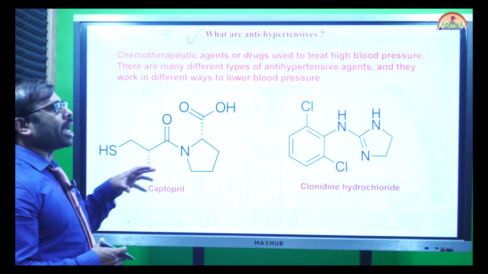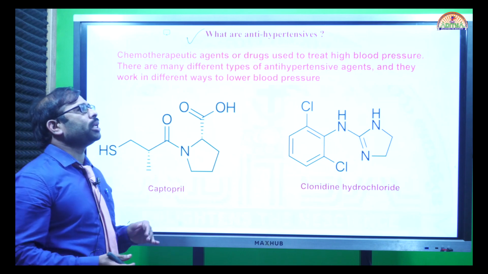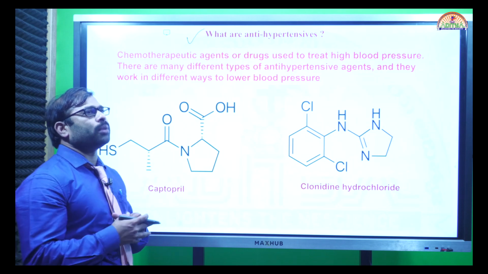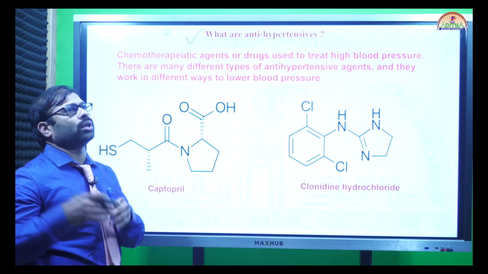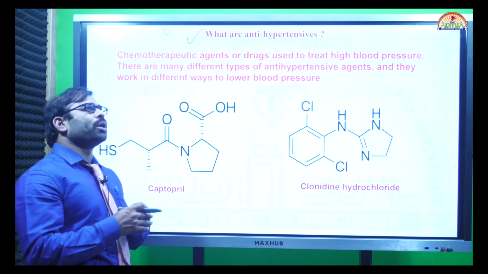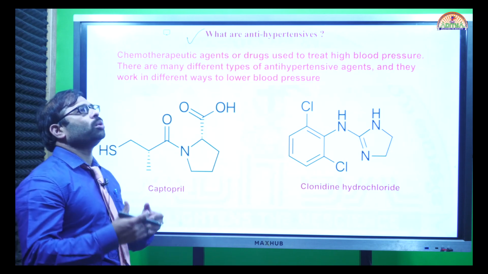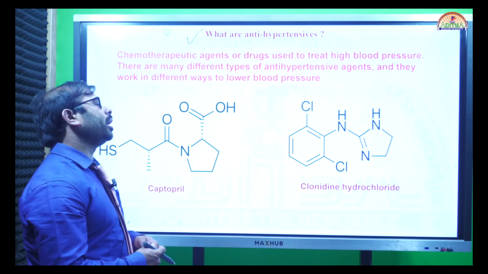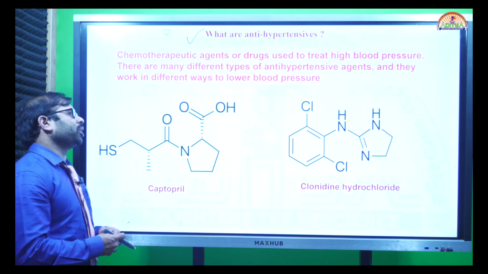The main role of these antihypertensives is to control the blood pressure, that is, to decrease the blood pressure from 140 or more over 90 mm of Hg to the normal blood pressure of 120 by 80 mm of Hg.